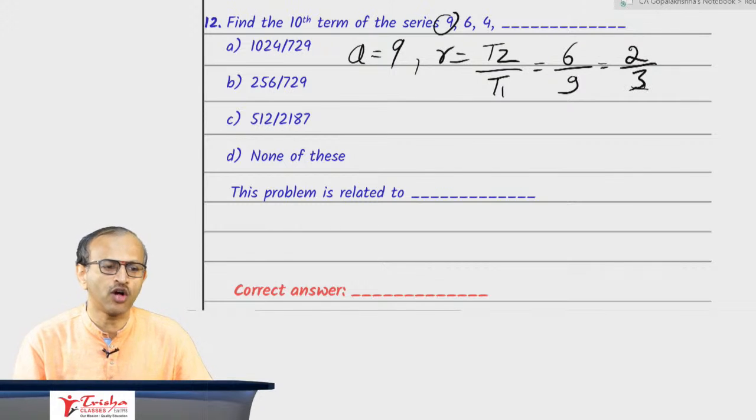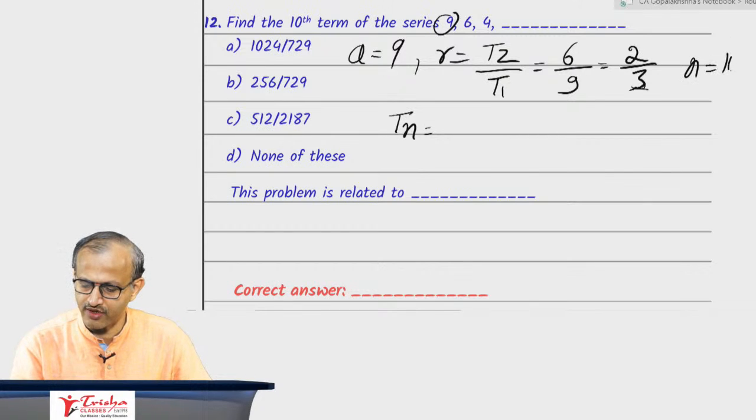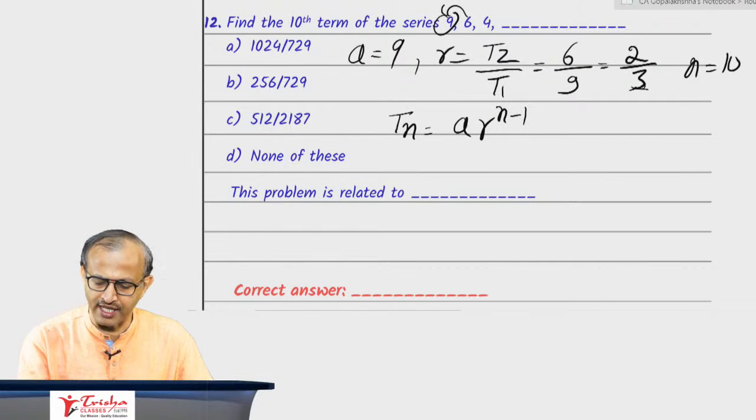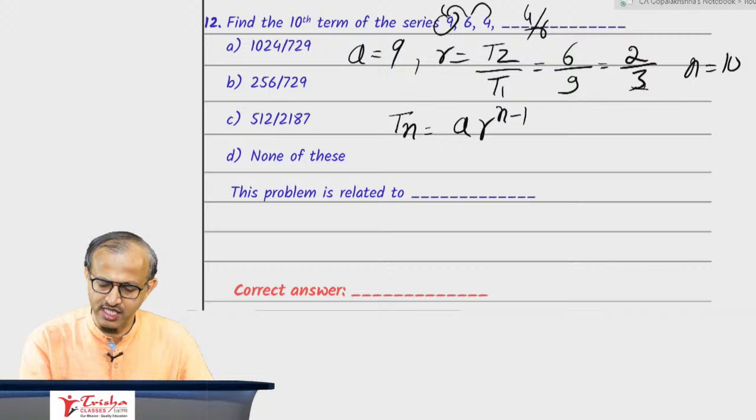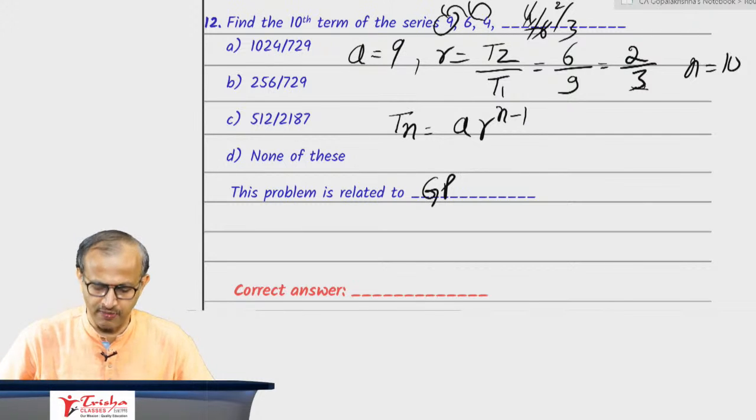So A you know, R you know. Nth term, n is equal to 10. Let us write n is equal to 10. A R to the power n minus 1. It is 6 by 9. If you do 4 by 6, that is 2 by 3, still you get 2 by 3. So the ratio is the same, it is a GP.